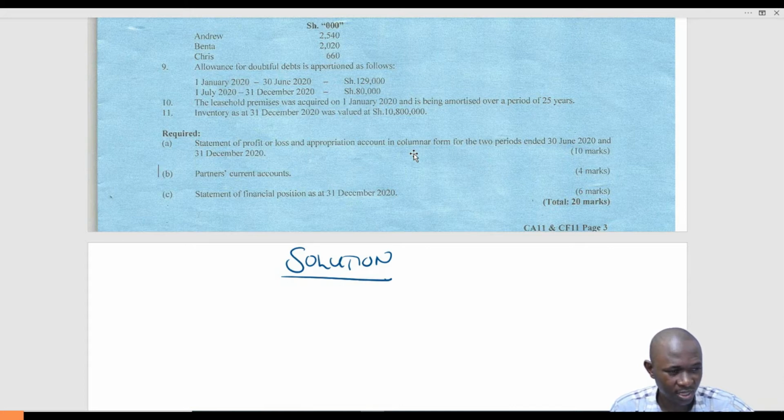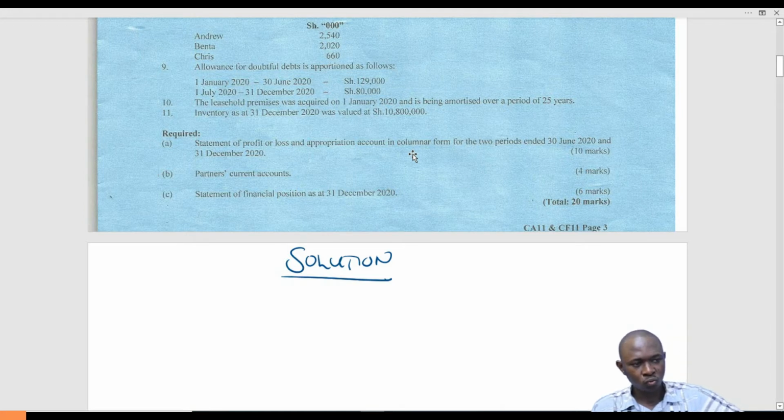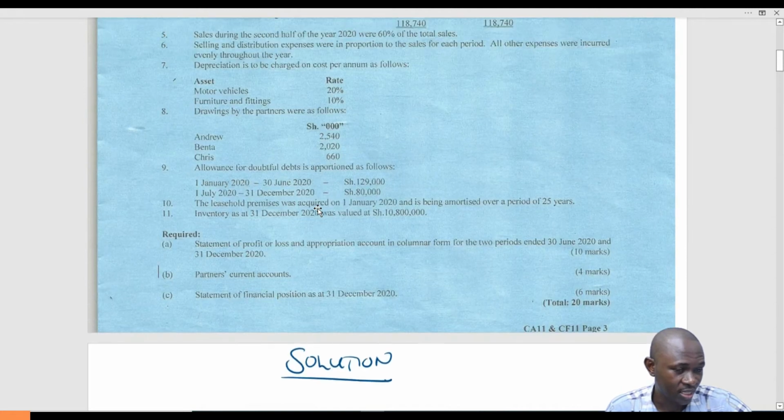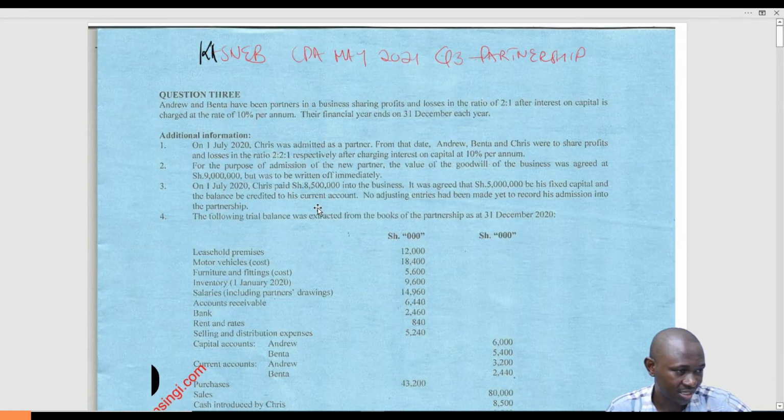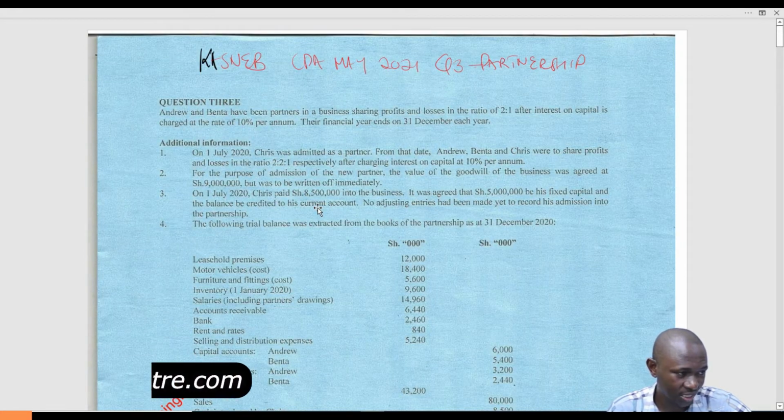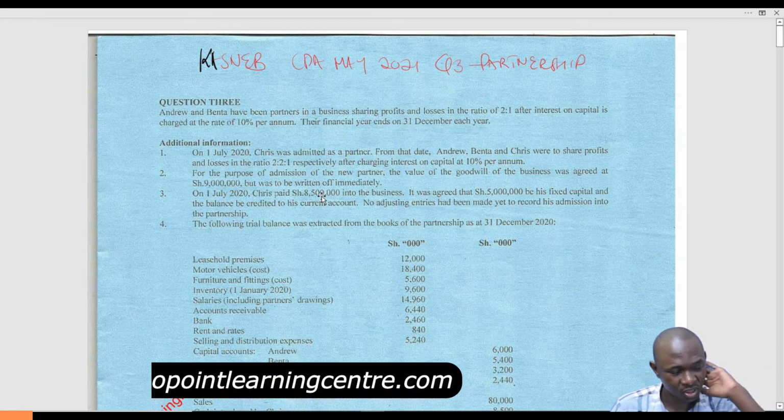So they want the profit or loss and appropriation account for that year, but in 2 columnar forms, that is for the first half and the second half. Then the partners' current accounts and the statement of financial position. And this is 20 marks. Ideally, this question should take us 30 minutes. It's a lengthy question. So let's start, and we'll start by going through it.